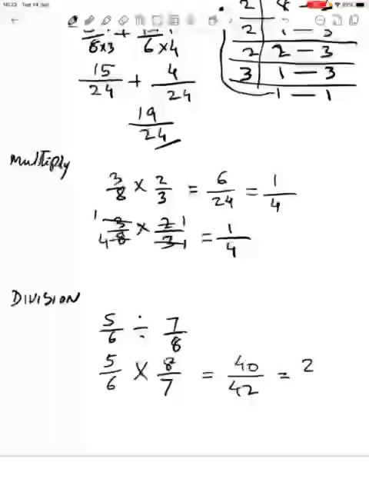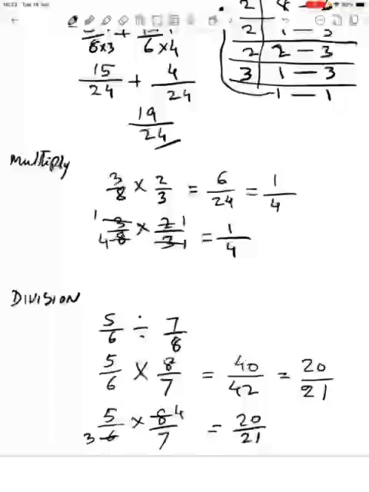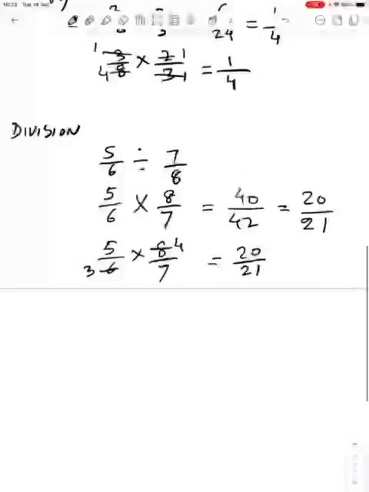Simplify. 2 2s are 40 and 21s are 42. But similarly, you could have cancelled that over here. For example, if we write the second one, 5 over 6 times 8 over 7. We can't do anything with 5 and 7, but 6 can be divided by 2, 8 can be divided. So there are 3 2s and there are 4 2s. And then you multiply the top together, it will be 20 over 21. So that was the division for you.